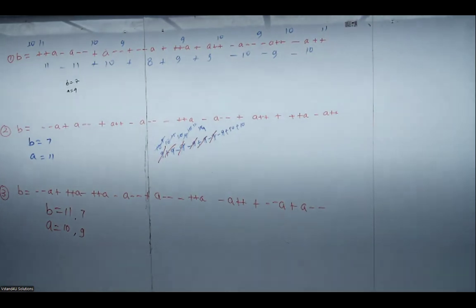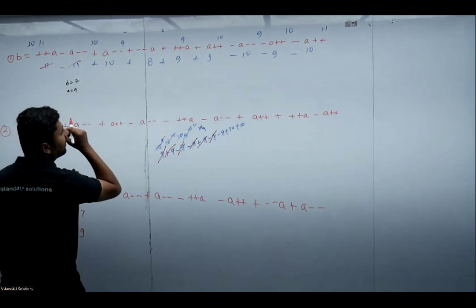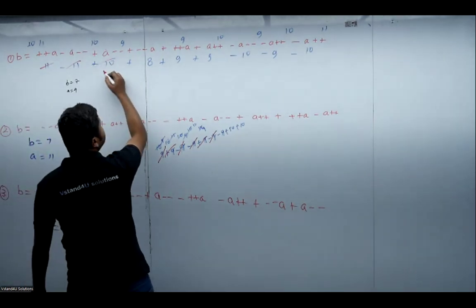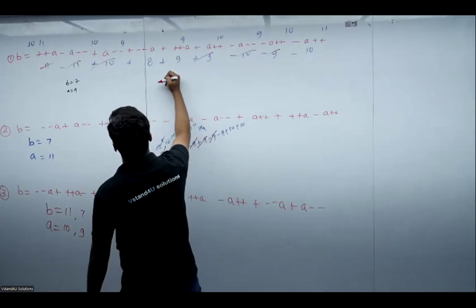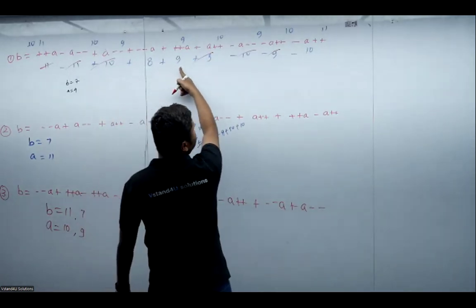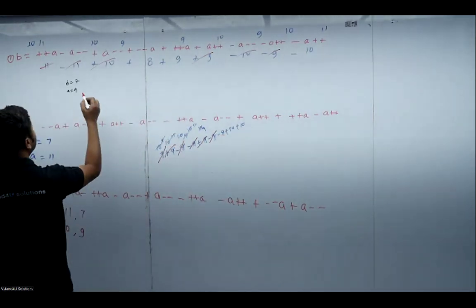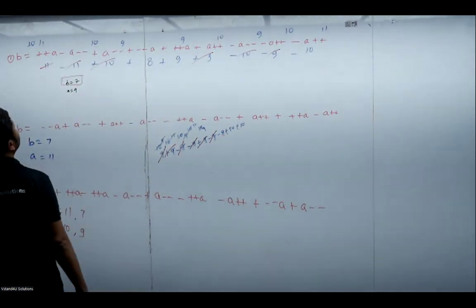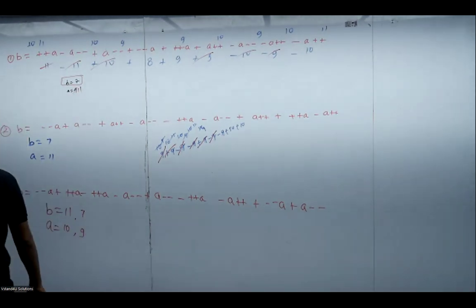What is happening? Okay, plus minus gone. And this plus and minus gone. Plus and minus gone. That's all. This is 17 minus 10 is 7. So B is 7. Am I right? A is 11. Almost.